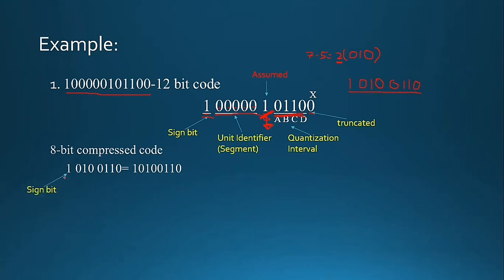Then, if we identify these parts, we have 1 as our sign bit. Then 0, 1, 0 is our segment identifier, which now belongs to segment 2, since this binary code is equal to 2, so that is why it is in segment 2. Next, the 4 bits afterwards are the quantization interval.